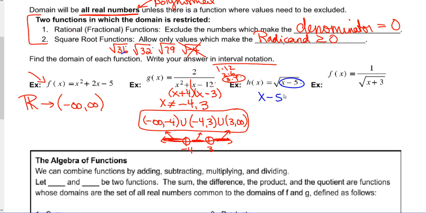So if I set x minus 5 greater than or equal to 0, then I can solve this inequality by adding 5 to both sides, and I get x to be greater than or equal to 5. Now, graphically, for equal to, we had a bracket, and greater than or equal to 5 then ends up being all of these numbers. So if I want to write this in interval notation, I can equal 5, so I need a bracket starting at 5 going to positive infinity. Parenthesis, always around an infinity. This is your final answer.